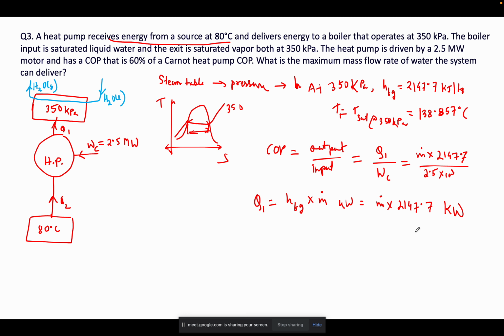Now again, the COP is 60% of a Carnot heat pump. So COP Carnot, and we know this is basically T1 divided by T1 minus T2. Now if you forgot, let me just quickly derive it.